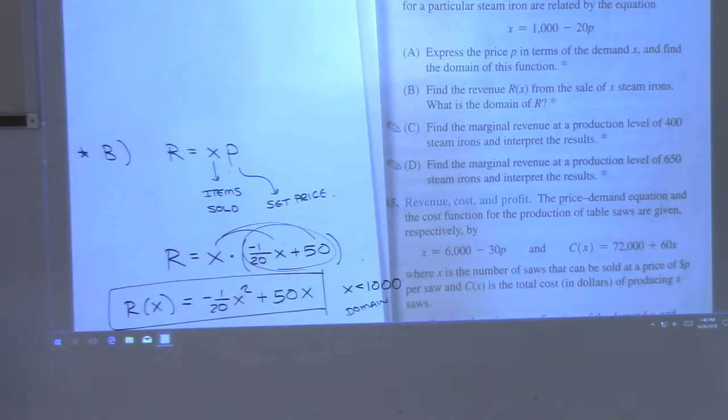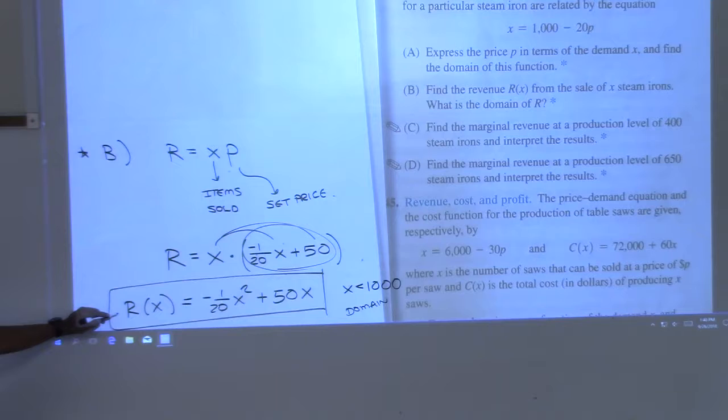All right? Okay. Now, what were they asking for part C? Find the marginal revenue at a production level of 400. Into what equation? Into that function in the bottom. Plug it in here? Yes. Yeah? No? I'm seeing some yeahs and some no's.